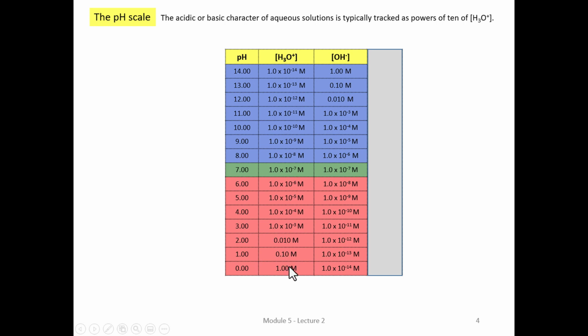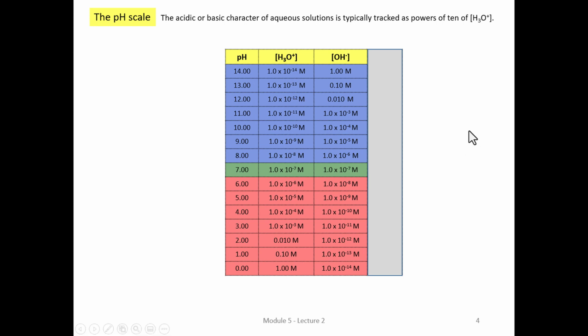Curiously, and we'll get back to this in a second, you'll notice that a pH of 14 corresponds with a hydronium ion concentration of 1 times 10 to the minus 14. A pH of 13 corresponds with a hydronium ion concentration of 1 times 10 to the minus 13. So a drop of a factor of 10 shows up in the pH scale as a difference of 1. It's really a difference of a factor of 10 in hydronium ion concentration.